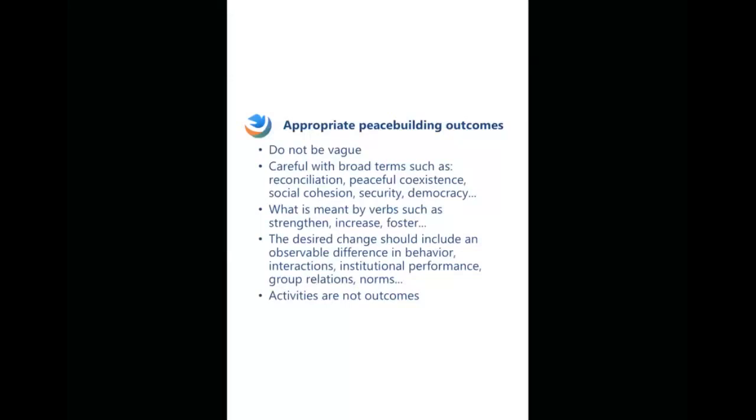The same goes then with verbs such as strengthen, increase, foster. So if you want to increase social cohesion or strengthen peaceful coexistence, what does this look like concretely in practice? And if you can answer this question, put it down as your project outcome. The desired change should therefore be an observable difference in behavior, interactions, institutional performance, group relations, norms, etc. You should ask yourself the question, after your project intervention, who does what differently as a result of what you have done? And often one thing that we encounter is activities are not outcomes. So you should really try to make this difference as well.